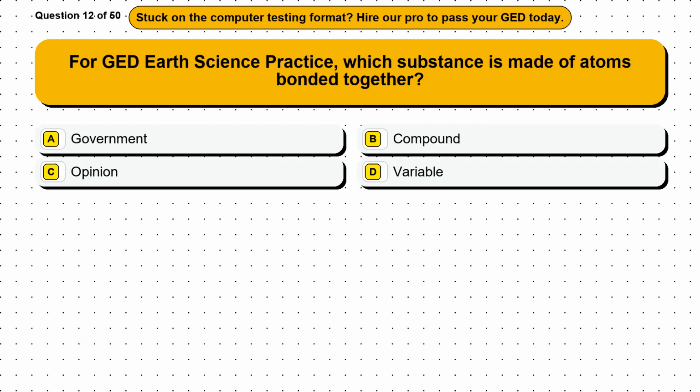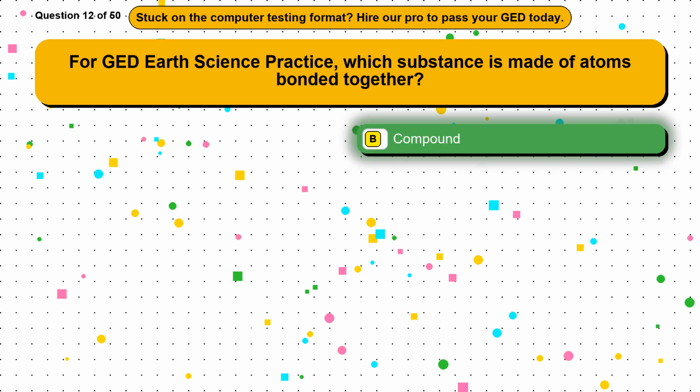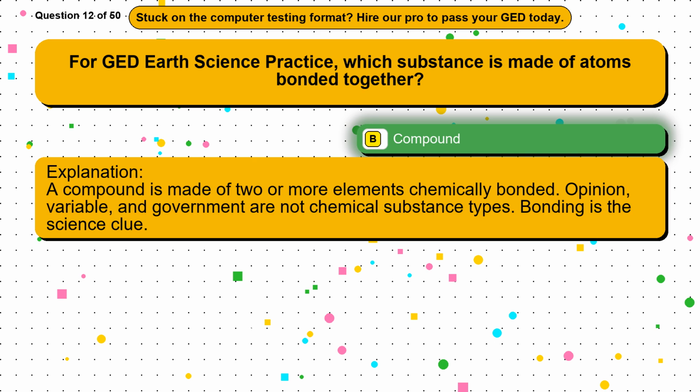Question 12. For GED Earth Science Practice, which substance is made of atoms bonded together? Option A. Government. Option B. Compound. Option C. Opinion. Option D. Variable. The correct answer is option B. Compound. A compound is made of 2 or more elements chemically bonded. Opinion, variable, and government are not chemical substance types. Bonding is the science clue.